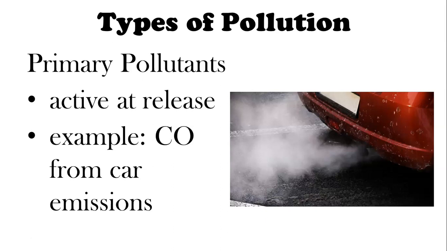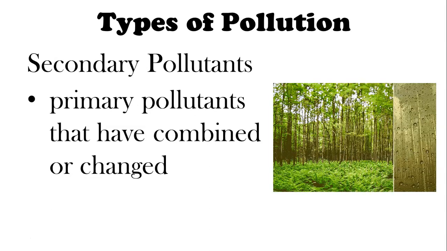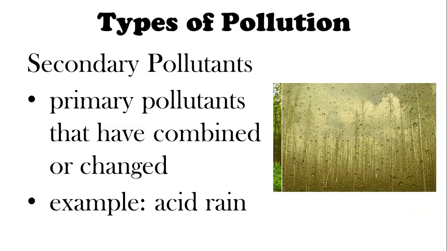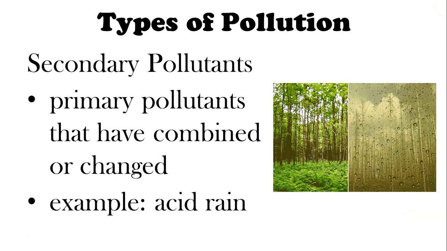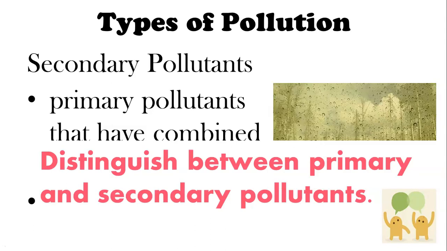molecules from that protein. Next, you've got your secondary pollutants, which are formed by primary pollutants undergoing some kind of physical or chemical change after they've been released into the environment. An example here is acid rain, which is when sulfuric acid forms after sulfur trioxide reacts with water in the atmosphere. At this point, we should make sure that we're able to distinguish between primary and secondary pollutants.